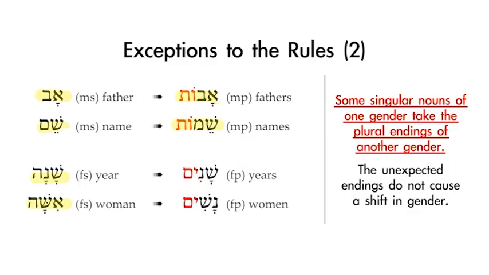They take the masculine plural endings, like shanim and nashim. So these nouns that are masculine or feminine take the endings from the other gender, the feminine or the masculine. So you want to make sure that you identify these in your vocabulary memorization. Now, in the vocabulary sections in the grammar, we've identified all nouns that have irregular endings or form their plurals irregularly. So you can always know which nouns need special attention.